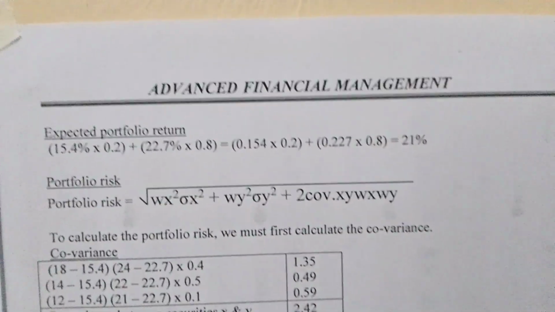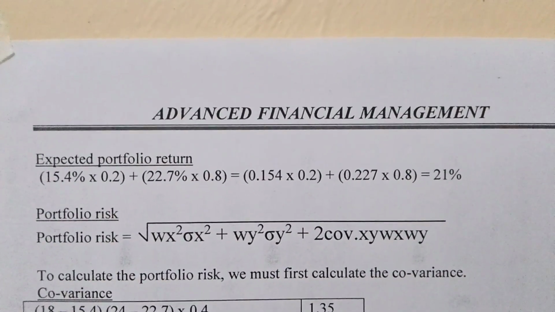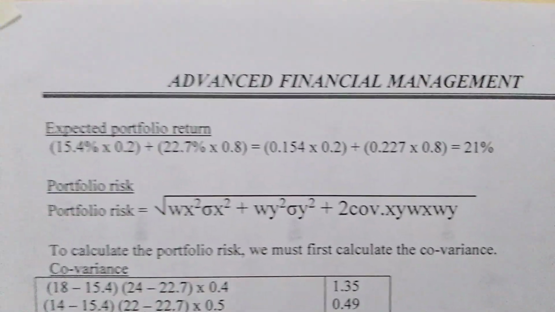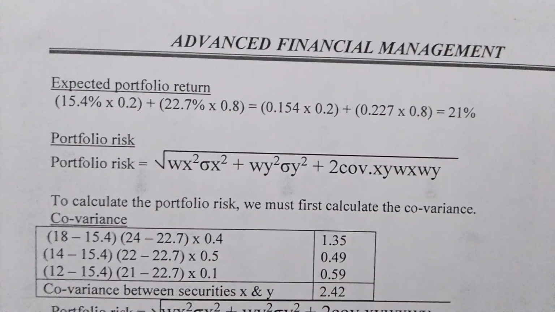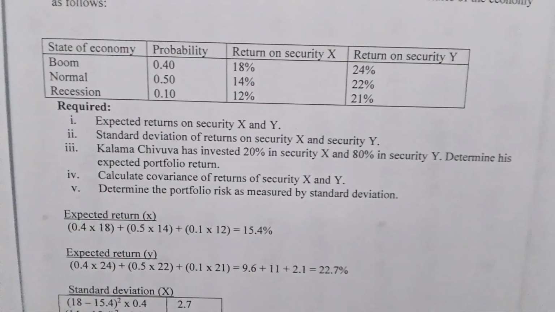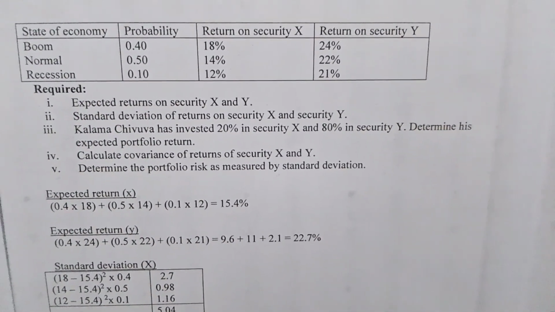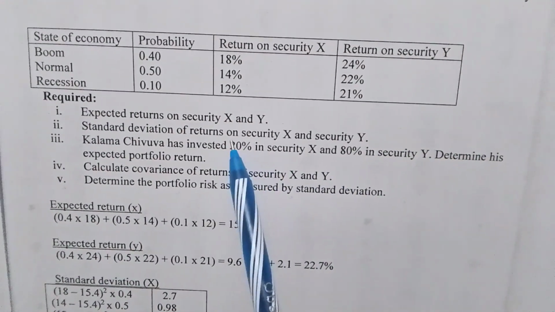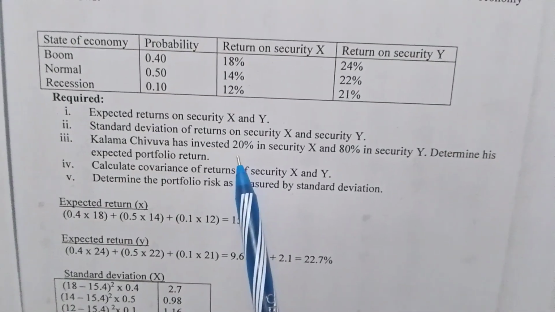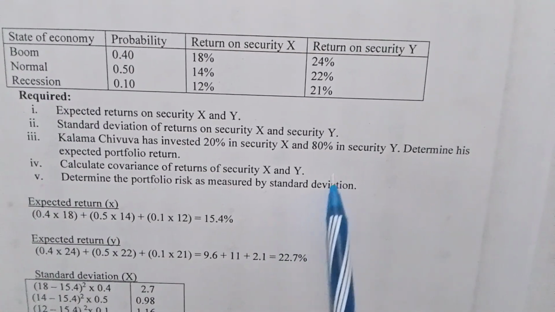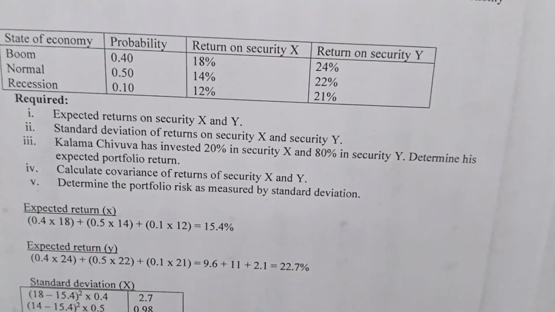The next is expected portfolio return. For expected portfolio return, you'll be picking the expected return and then you multiply by the weight, the proportion. We have been told that Kalama Chivuva has invested 20% in security X and 80% in security Y. Determine his expected portfolio return. So we'll be taking for security X 0.2 times 15.4, you close the brackets, plus 0.8 times 22.7, and that will give you the expected portfolio return.